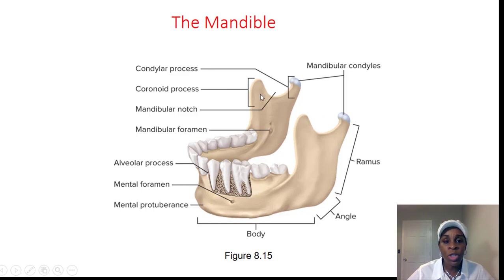Now we talk about the difference between the process, right? One of the questions asked you about process, but let's talk about it here. The process is just the extension of the bone. You see the condylar process here and the coronoid process of the mandible and the mandibular notch. You see the mandibular foramen inside and the mental foramen outside. And the alveolar process is the space where you have the tooth in. It's the tooth socket of the bone.